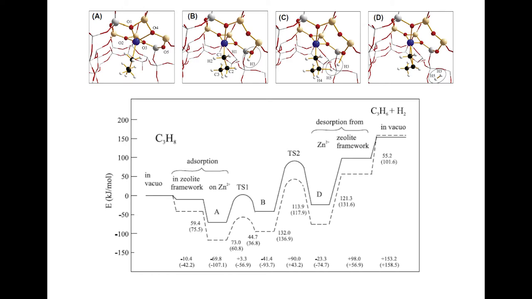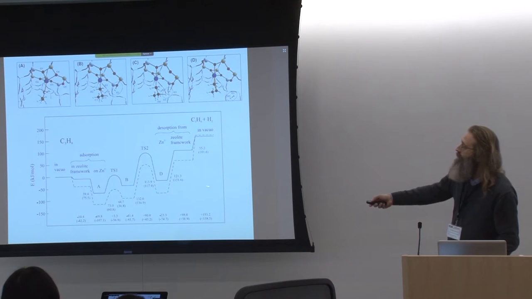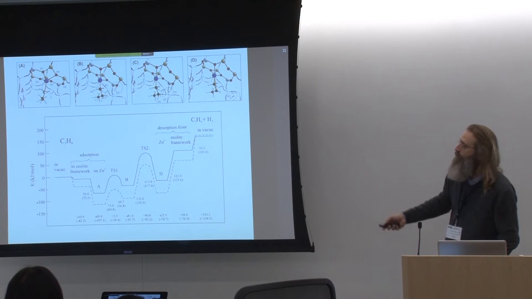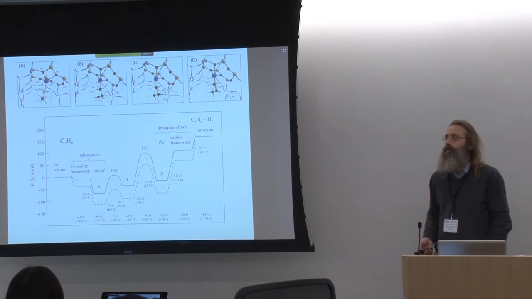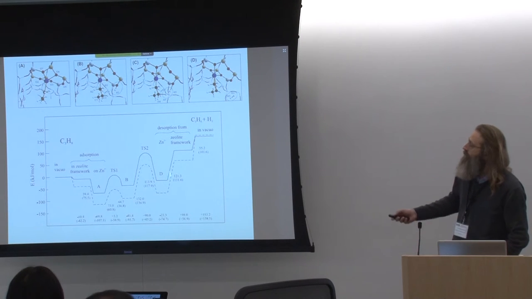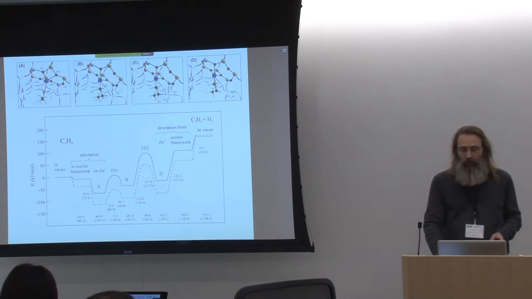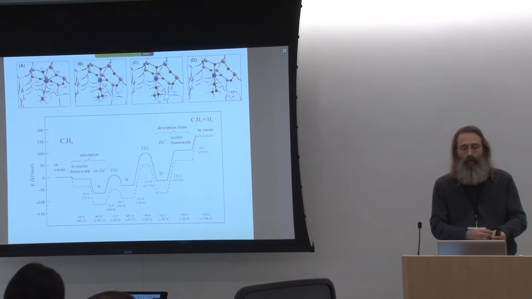The difference between the drawn line, where there are all kinds of barriers, and the dashed line is that for the dashed line, attempts were made to include van der Waals interactions in these calculations. They definitely have a large effect, and they're mostly not captured by density functional theory and hybrid functional theory at the moment.